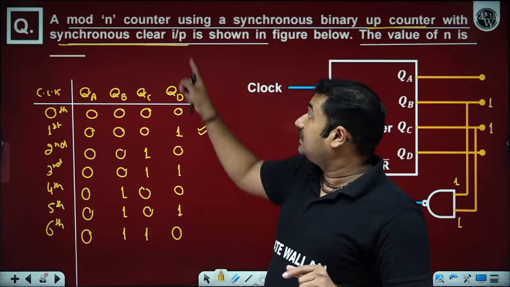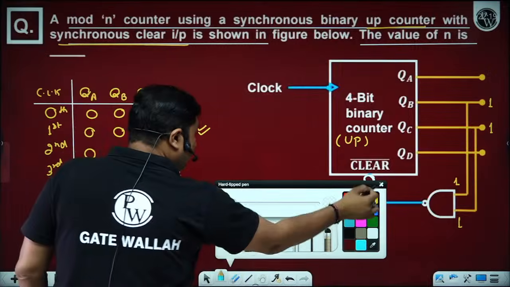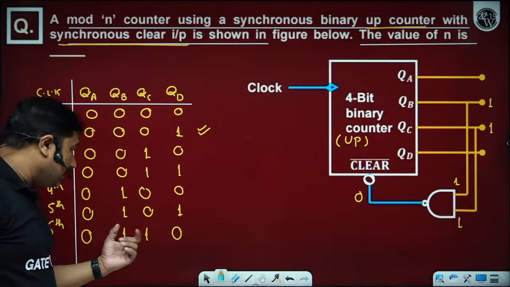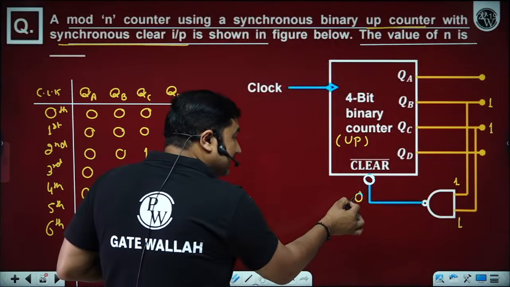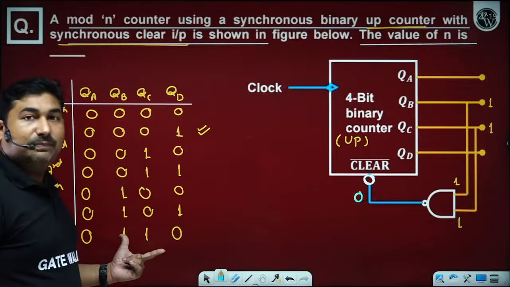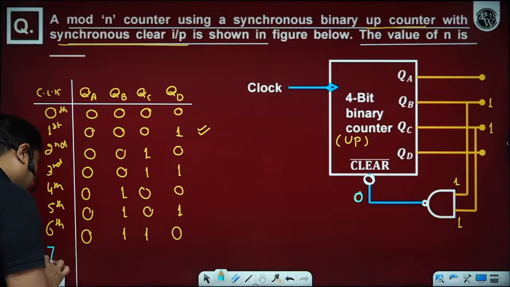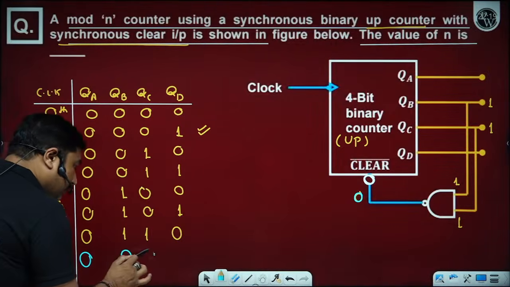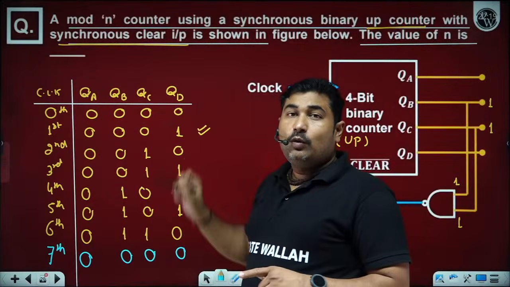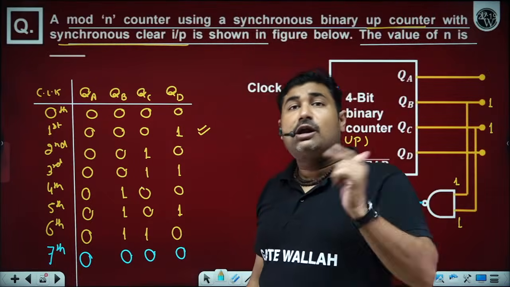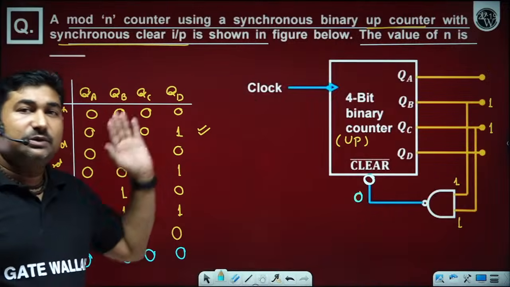But this is a synchronous clear pin and a synchronous counter. So on the sixth clock pulse, the reset condition appears on the clear pin, but the flip-flops will not be cleared; they will be cleared on the 7th clock. Is it okay? Because in case of a synchronous clear pin, only when the clear condition has appeared and a clock is applied do the flip-flops get reset to 0.